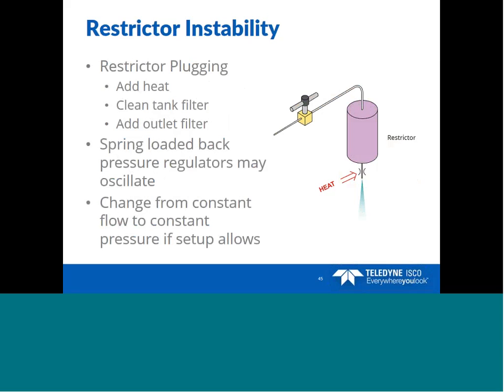Restrictor instability can be caused by restrictor plugging, which can sometimes be solved by adding heat directly to the restrictor, cleaning the tank filter on the inlet line, or adding an outlet filter before the restrictor to prevent plugging. Also, sometimes you may have a spring-loaded back pressure regulator which is oscillating too much and creating pressure instability. And finally, another solution that may work in some cases would be to change from constant flow mode to constant pressure mode.